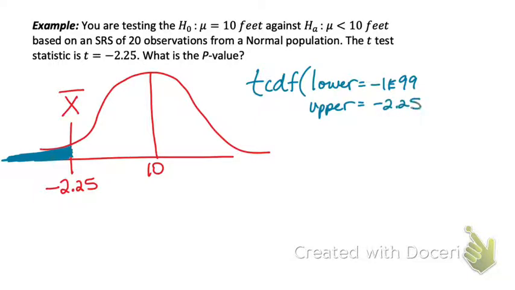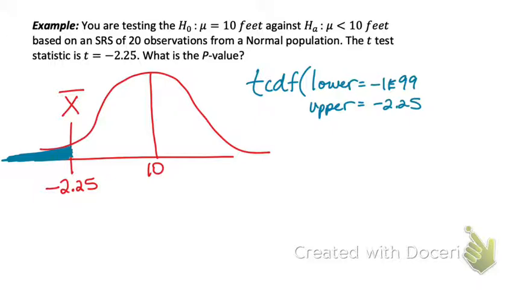Negative 2.25. And then it asks you a very different question. It does not ask you for the mean and the standard deviation because it could change, right? This time it's 10 feet. Next time it could be 87 feet. I don't know. So what it does ask you is DF.